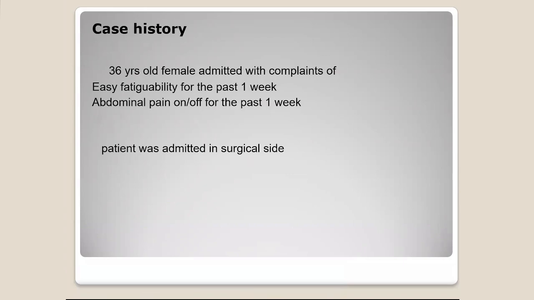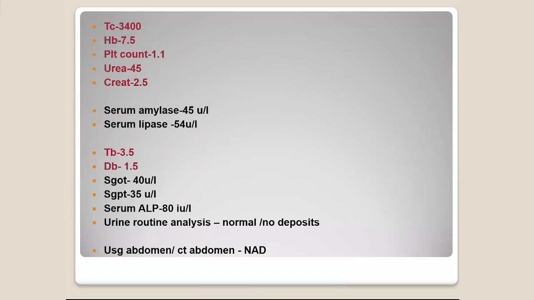The patient was initially admitted on the surgical side. So the surgeons took CT and ultrasound to rule out the acute surgical causes like cholecystitis, pancreatitis, intestinal perforation, gastritis, UGI bleed. And there were no surgical causes pertaining to the abdominal pain history.